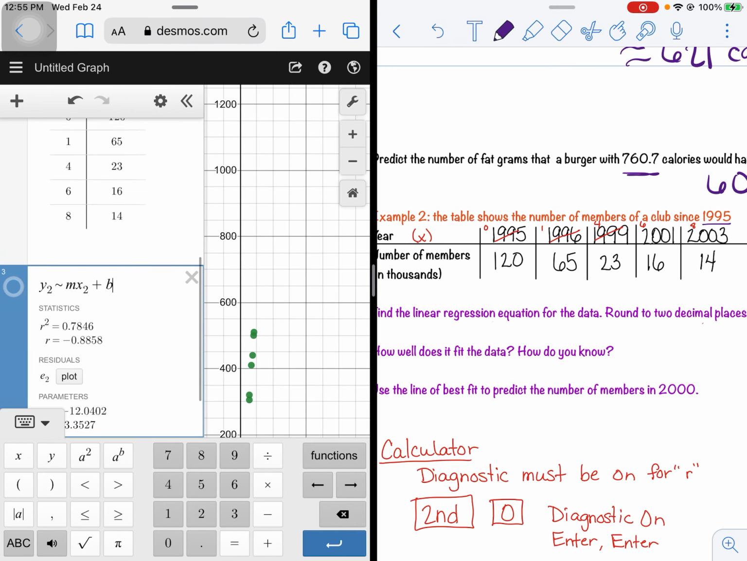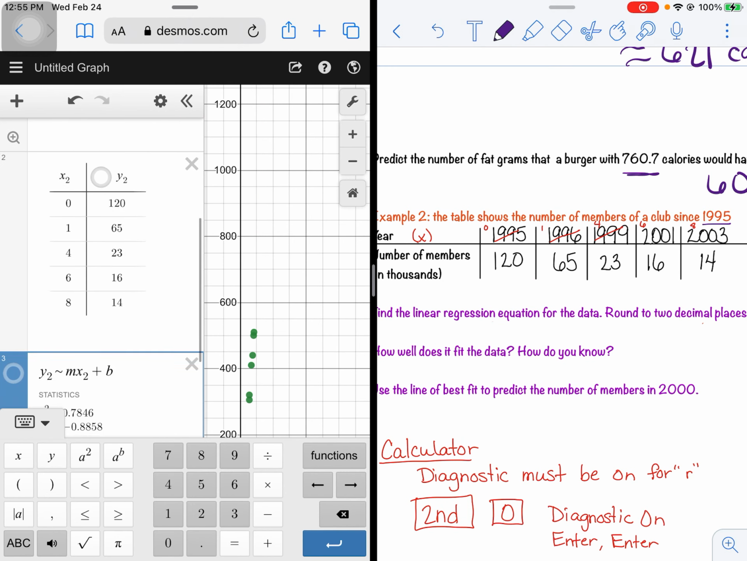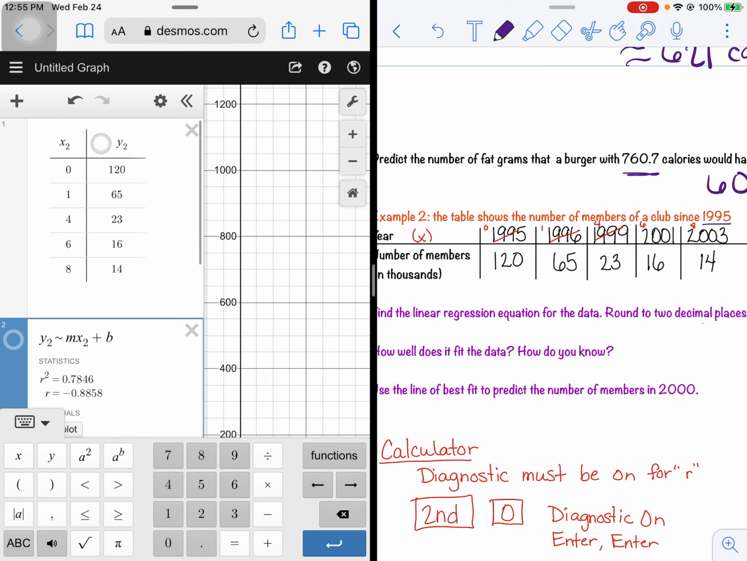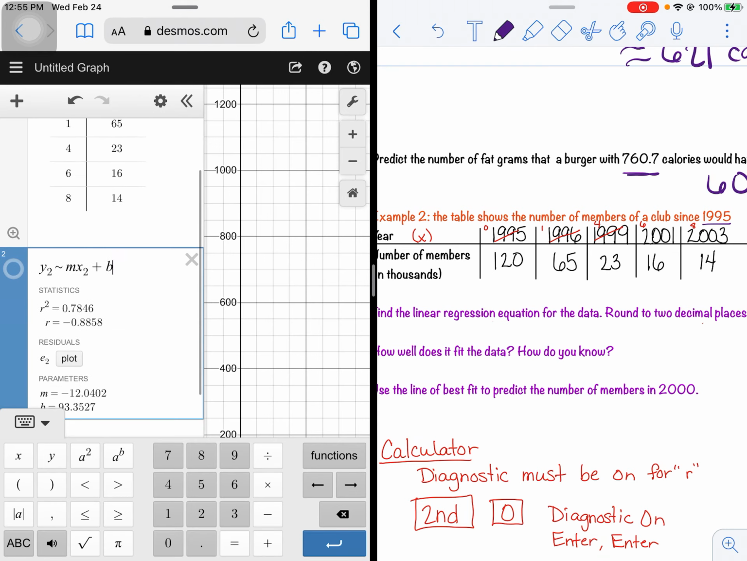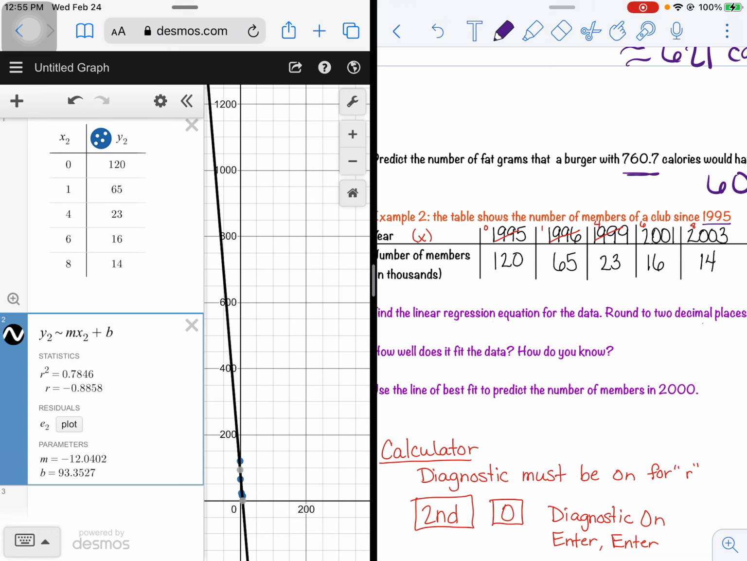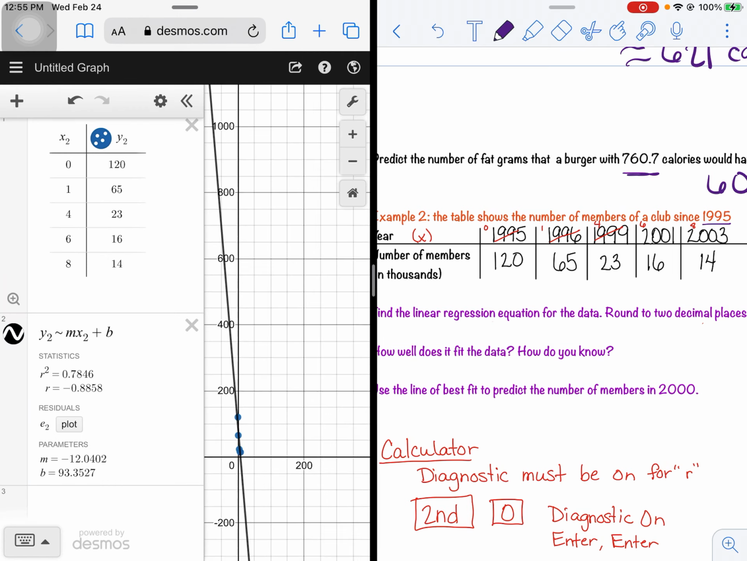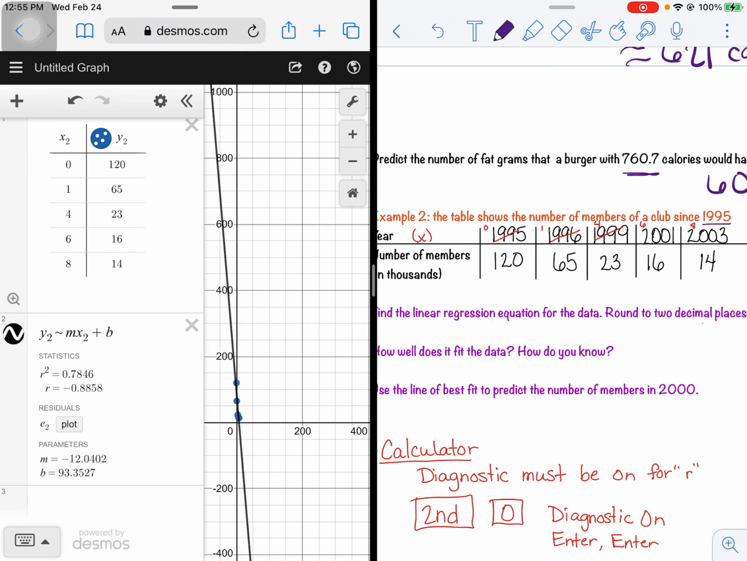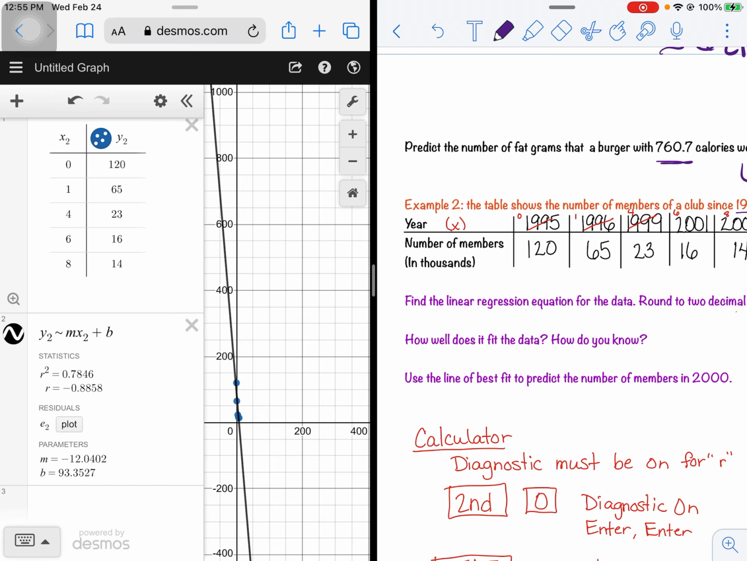And so when I put those in my calculator, I've already done so here. Let me turn my other ones off so we don't see that. So let's turn these little dots on. And I now notice, because I put this table in after I put the first one in, these are X2 and Y2. So in my line of best fit, or my linear regression equation, I have to put in Y2, X2 to get it to plot. So you can see it does plot right on top, pretty strong correlation. And when we look and see what our numbers are, we see our M, or our slope, is negative 12.0402. And our B is 93.3527.